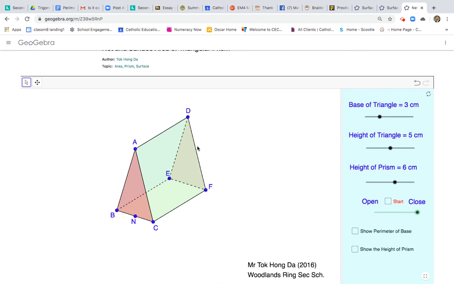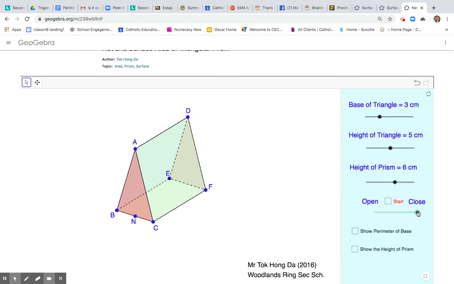Suppose we've got a triangular prism and we wanted to find the surface area of this triangular prism. What have we got? We've got the base is 3. The height of the triangle is 5, but the height of the prism is 6. So for the triangle, you're going to have to use a half of 3 times 6, and there is 2 of them. And then you've got 2 sides here that are the same and 1 base.